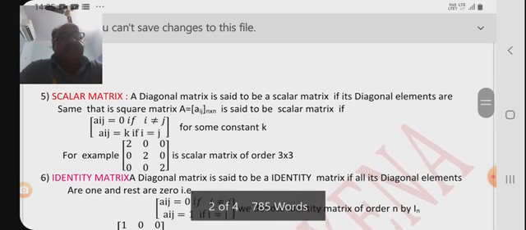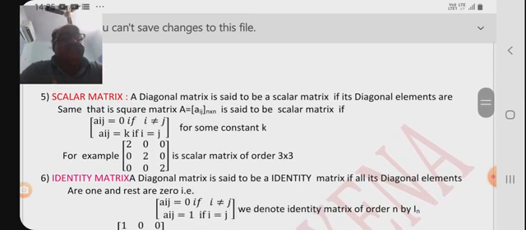Next matrix is the scalar matrix. Scalar matrix डायगोनल मैट्रिक्स का एक रूप है, एक फॉर्म है. For a scalar matrix, it should be diagonal. A diagonal matrix is said to be a scalar matrix if its diagonal elements are the same.